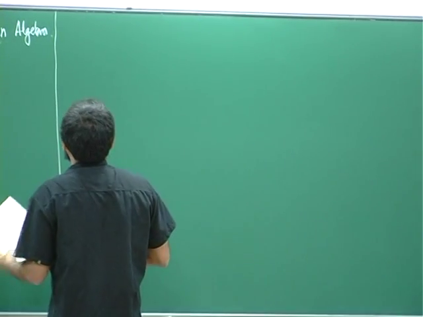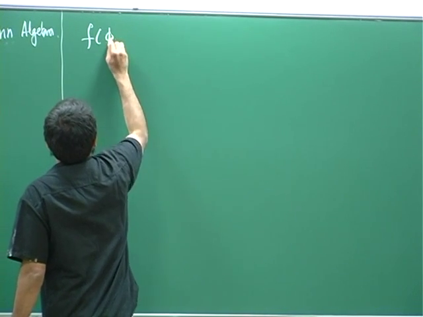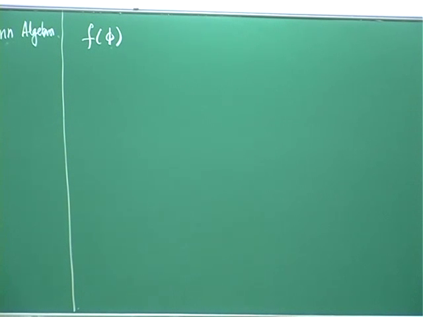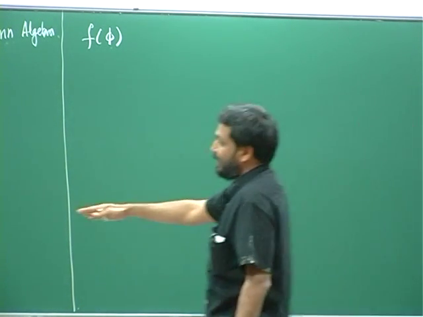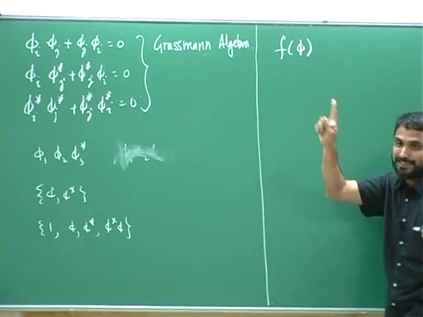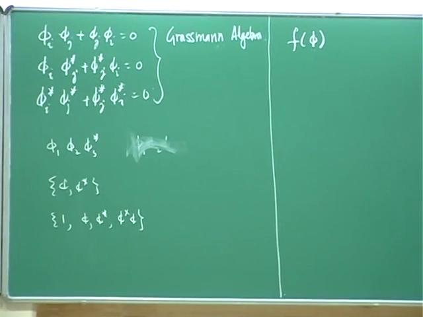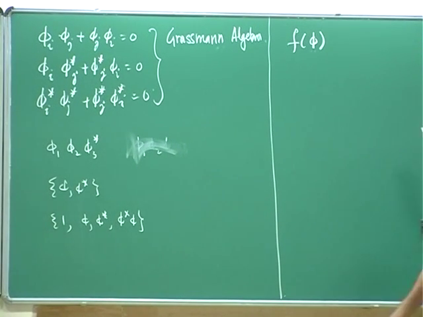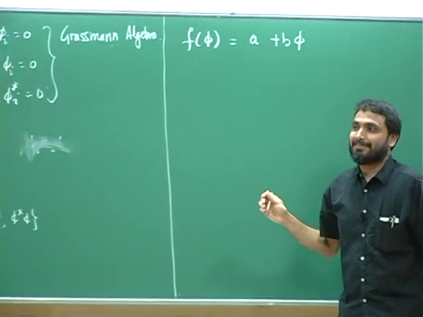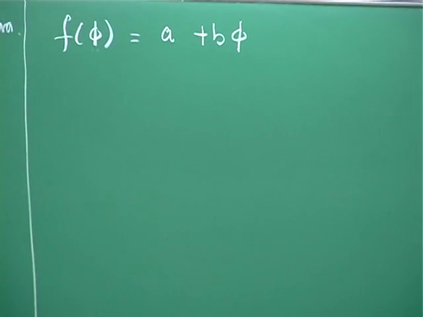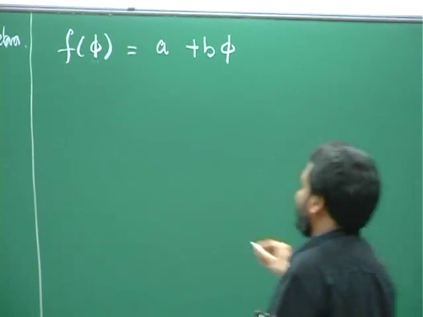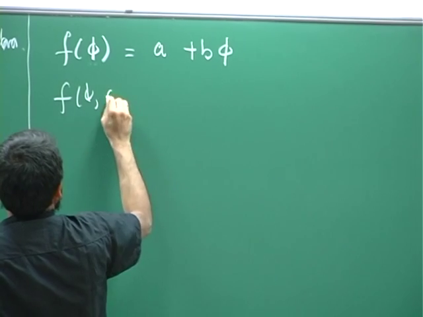Suppose I give you a function of a Grassmann variable. I have a Grassmann variable phi, and I ask you what is the most general function of this. The most general function of this will be something in the space made out of linear combinations of these guys. So what's the most general function of a single Grassmann variable? Actually, the answer is extremely simple, right? So you just take some number a and take another number b times phi. Nothing else is possible, because if I try to do phi square, it's 0, right? Okay. So what is the most general function of two variables?